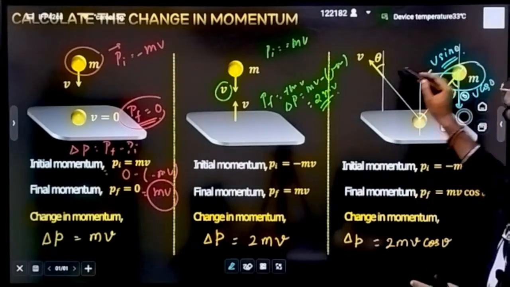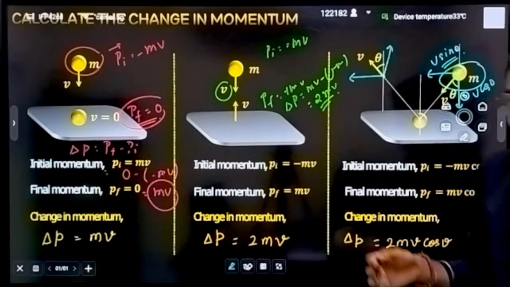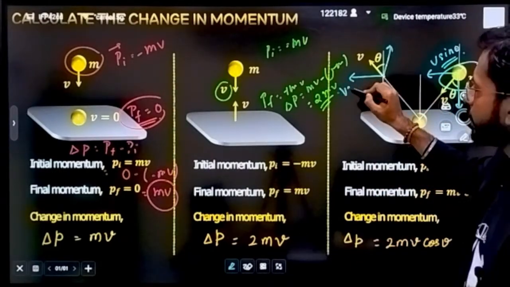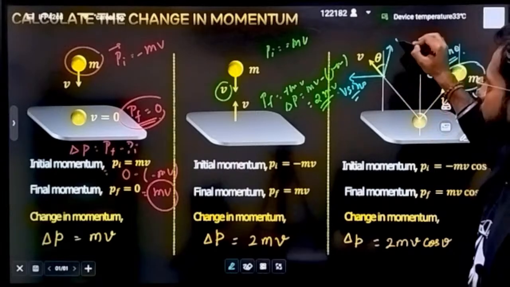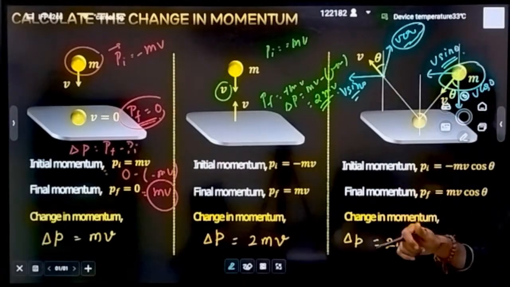So whatever the change that is going to come is only for v cos theta. That component is not hitting, so why will it change? It will be the same. It is reflected back at the same angle, same thing.